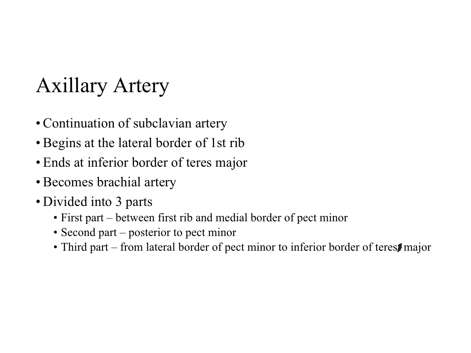The axillary artery is divided into 3 parts by the pectoralis minor. The number of the part correlates with the number of branches from that part of the axillary artery. The first part of the axillary artery is between the first rib and the medial border of the pectoralis minor. The second part is posterior to the pectoralis minor, and the third part is from the lateral border of the pectoralis minor to the inferior border of the teres major muscle.